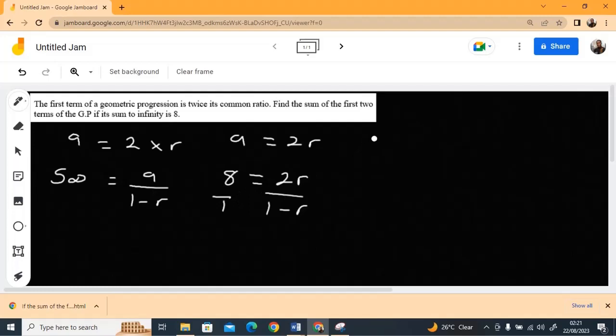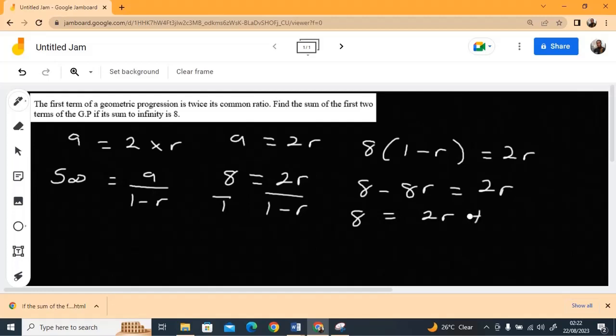So when you cross multiply, you have 8 times (1 minus R) equals 2R. Now 8 times 1 is 8. 8 times minus R is minus 8R, equals 2R. You take this to the other side. So 8 equals 2R plus 8R. And 2R plus 8R will give us 10R. And you divide both sides by 10, to make R stand alone.